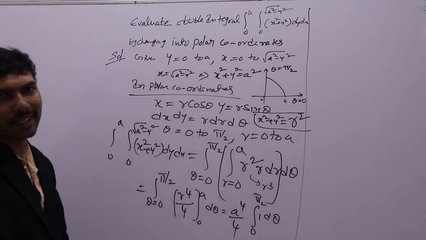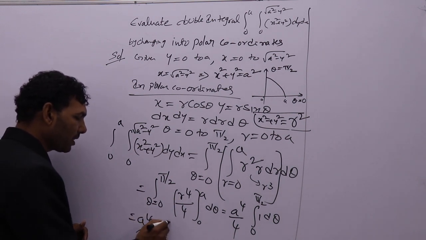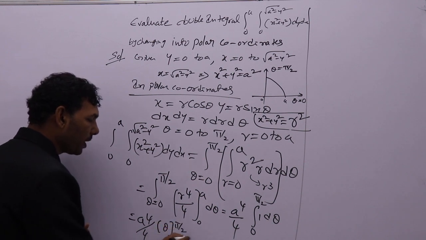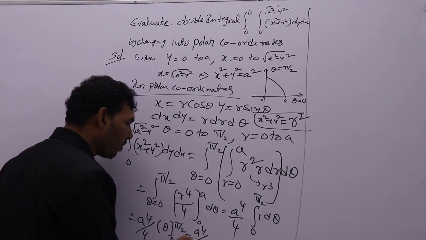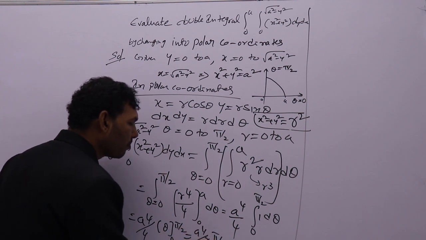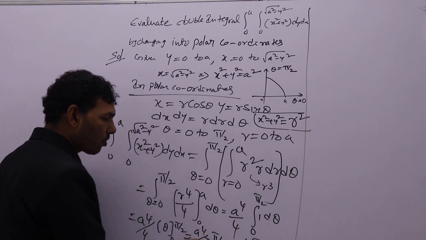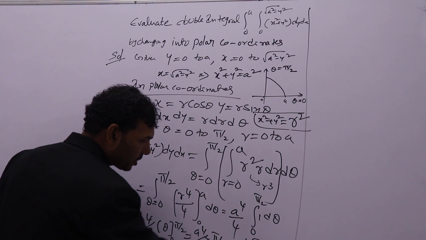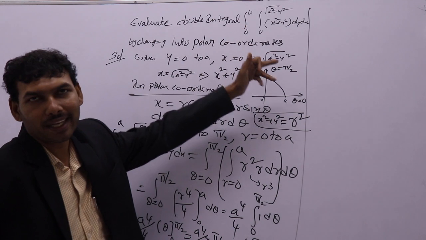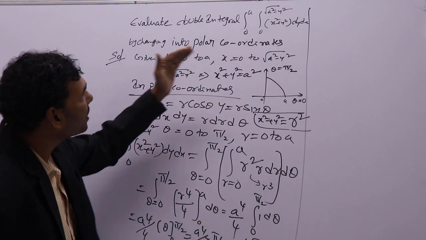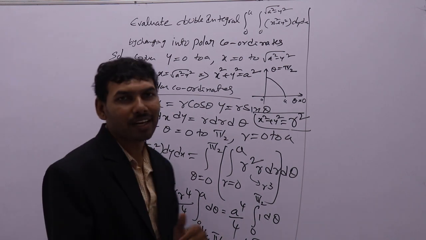What is integral 1 d theta? Theta. So a power 4 by 4 will be there, and here you will get theta from 0 to pi by 2. Writing pi by 2 in the place of theta, you get a power 4 by 4 into pi by 2. So pi a power 4 by 8, since 4 times 2 is 8. This is the evaluation of the given integral by changing Cartesian to polar. Are you clear? Now we are going to discuss it in the reverse way.